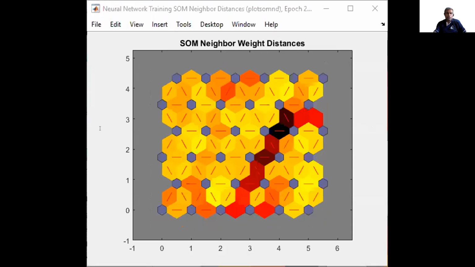Now, of course, you can change the number of neurons and see whether it does better.